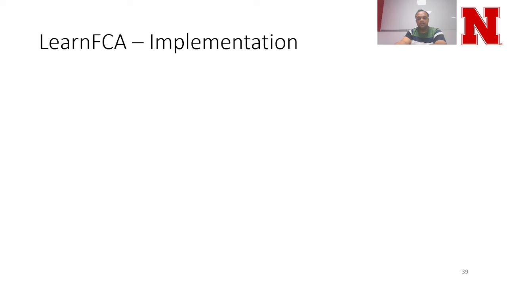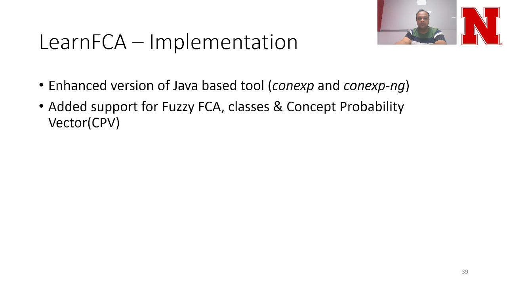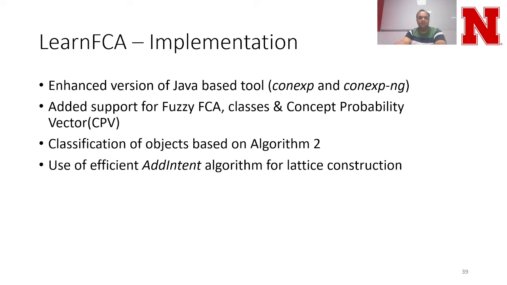So a few details on how we implemented LearnFCA. There's a famous tool, Java based and very old, which is ConExp, and ConExp NG is the next generation of that. So we took the source code of that, and then we added support for fuzzy FCA, classes, and concept probability vector. And we developed our tool, which was based in Java. And we used the algorithm that we saw some time back, algorithm 2. We implemented that so that we could classify the objects.